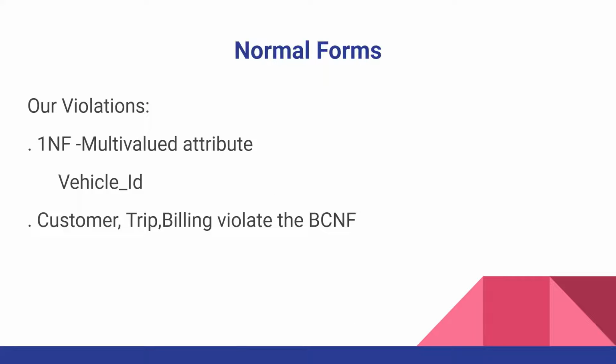Moving on to the next slide. The normal forms: when going through the ER diagram, we found some violations, like 1NF, where there is a multivalued attribute in the vehicle ID, since one customer can have multiple vehicles. So we divided that, overcame the first normal form, and reached BCNF. While going through the customer trip and billing, there is a violation of BCNF. By following the rules and dividing customer billing and trip, we overcame the BCNF violation as well.